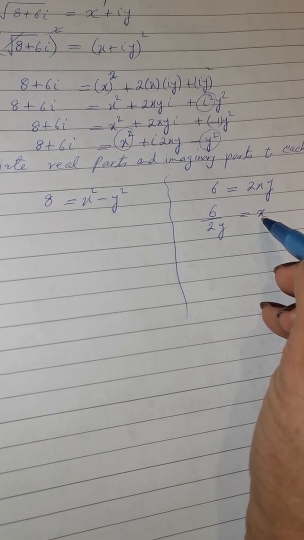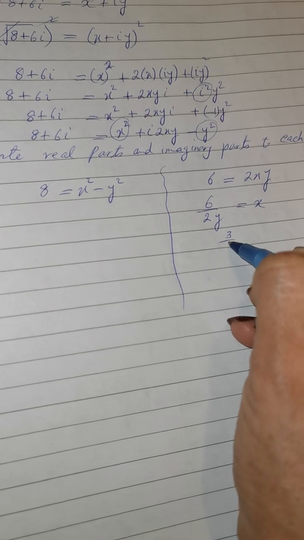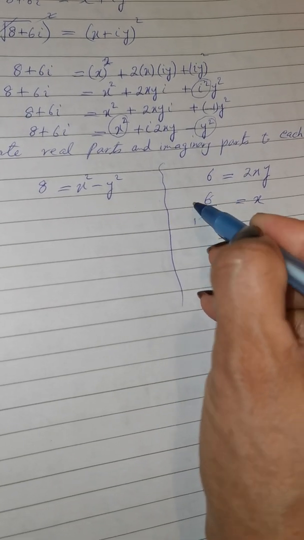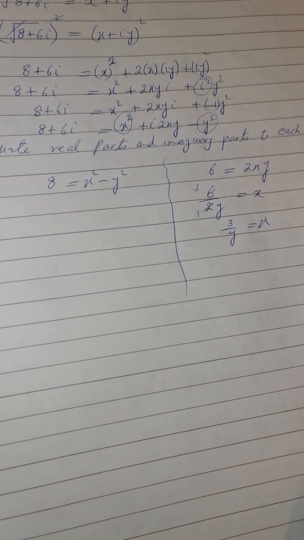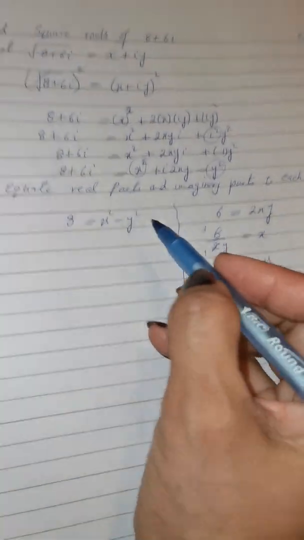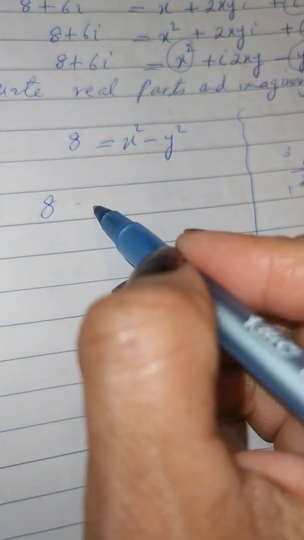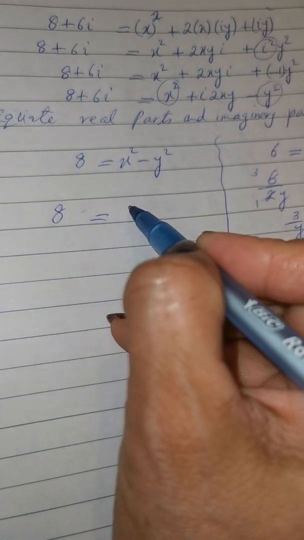From here I get x is equal to 6 over 2y, and it will become 3 over y after cancelling with the table of 2. So the value of x is 3 over y. This value of x I am going to put in this equation, using the substitution method. So the value of x is 3 over y.